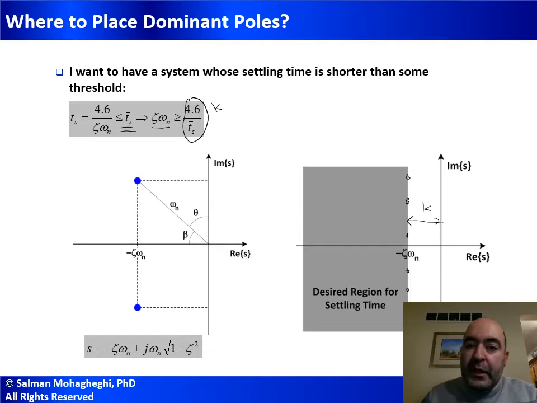If I want a shorter settling time, a faster response, I have to put my poles somewhere in this shaded region. Any pole which is in this shaded region, and notice I always showed them as a complex conjugate pair, is going to give me a settling time which is less than TS bar.